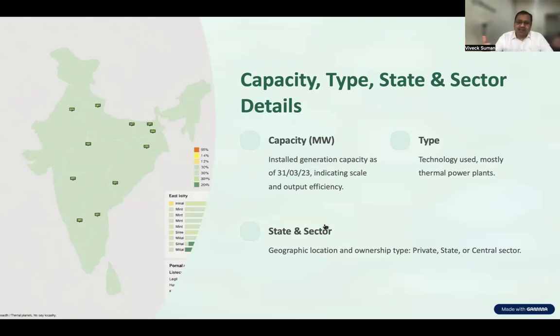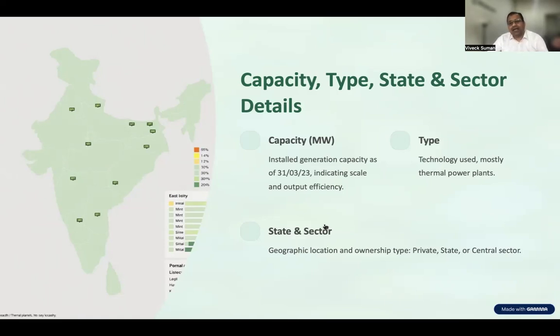Higher capacity typically means, if you see some of them have high capacity, there will definitely be more emission, unless offset by greater efficiency or renewable integration in that plant. So for people who are working in that plant, it becomes a critical item to look into.